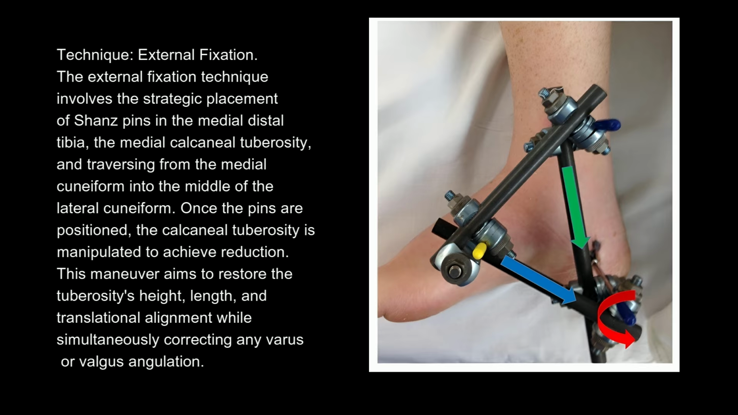Once the pins are positioned, the calcaneal tuberosity is manipulated to achieve reduction. This maneuver aims to restore the tuberosity's height, length, and translational alignment while simultaneously correcting any varus or valgus angulation.